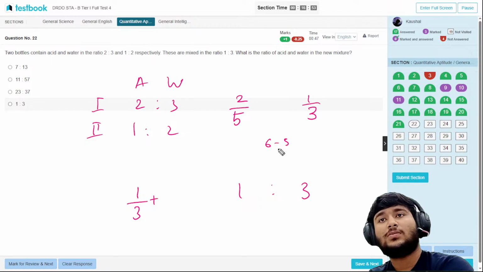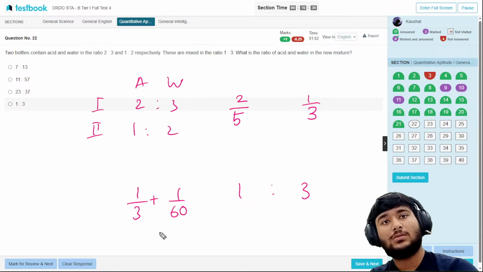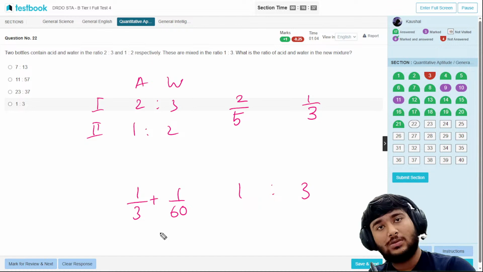Six minus five upon 15 equals to 1 by 15. 15 upon 4. 20.